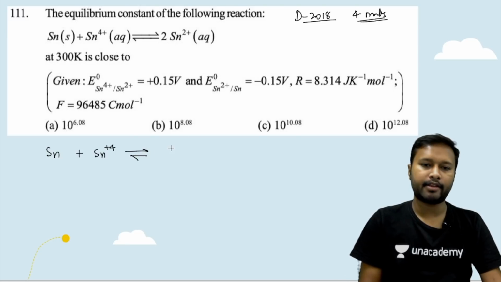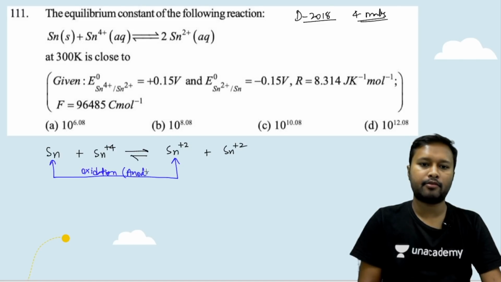So let me write it down like this. I can write it as Sn plus 2 to Sn plus 4. If I check it, this basically shows oxidation because the oxidation state is increasing. So this is oxidation, and this is going to happen at the anode. And the next one is where the oxidation state is decreasing. So this is reduction, which is happening at the cathode.